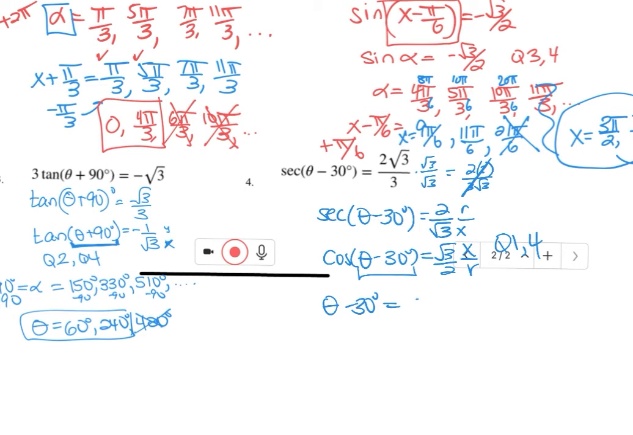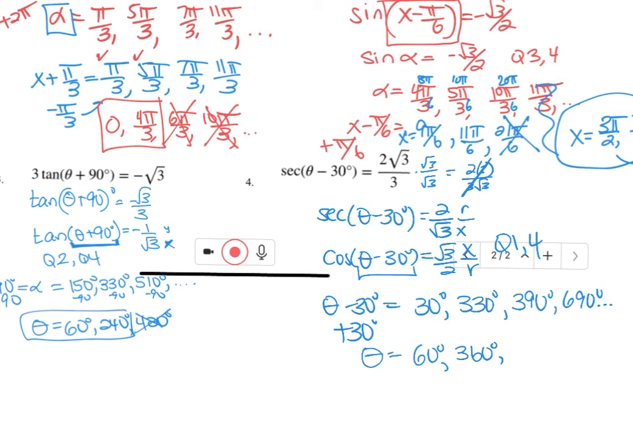So that is going to give me 30 degrees and 330 degrees, one full rotation, 390, so 30 plus 360, and 330 plus 360 would be 690, dot, dot, dot. We're going to add 30 to each of these angles. So adding 30 to get theta would give me 60 degrees, 360 degrees, 420 degrees. That's too big.